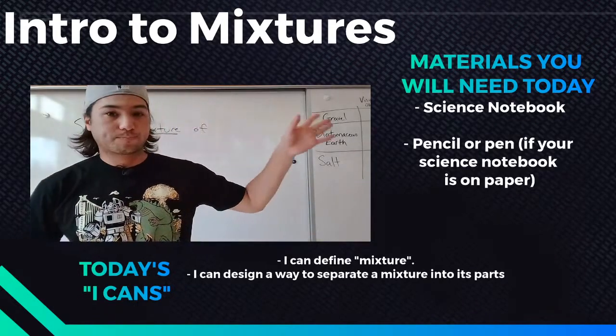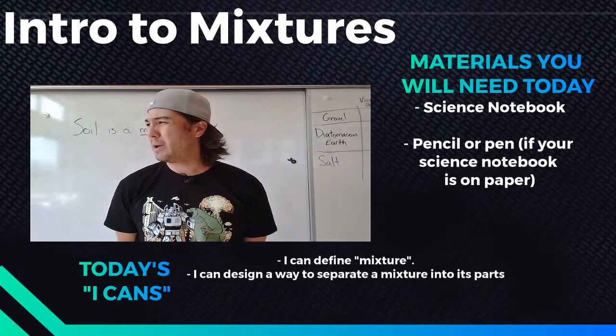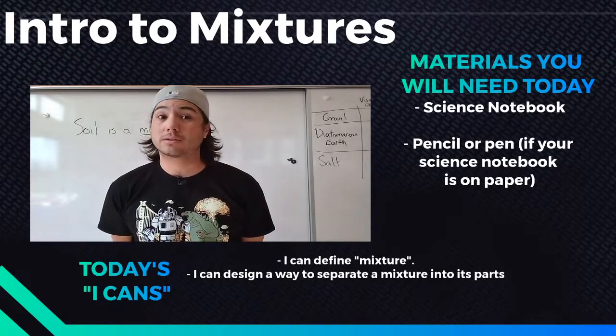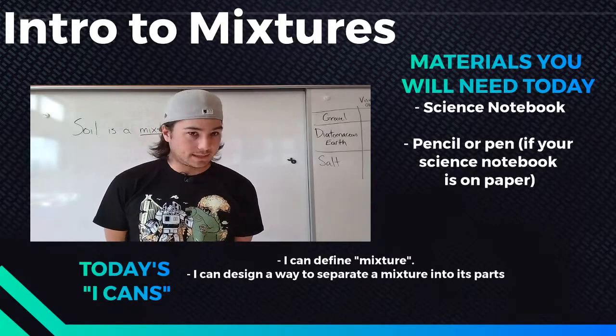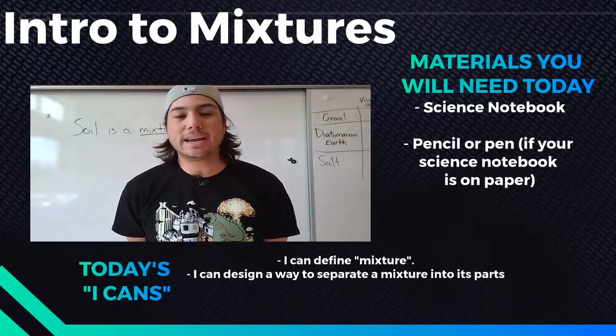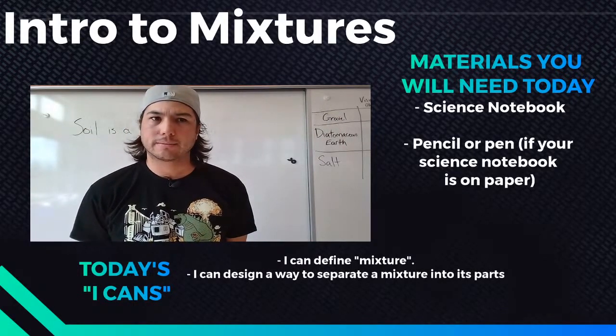What you're going to need: your science notebook, a pencil or a pen. If your science notebook is on paper, I know some of you are still being really successful with your Google Docs science notebooks, which I think is great. We are going to be making some observations today, and we're also going to be designing a way to separate a mixture back into its parts.